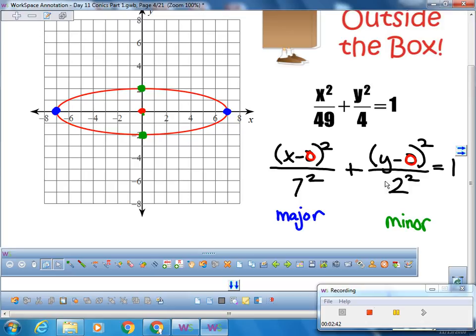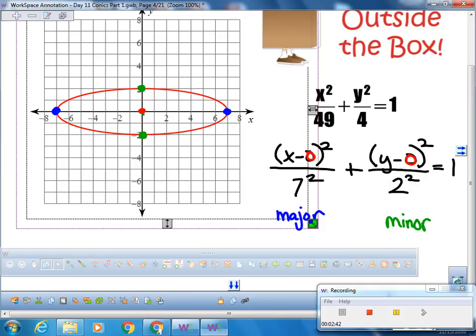Yes? What if there's a 2 in front of the x squared? Then you would have to reduce it right here. You'd have to reduce it first, because it has to be in this form right here. It can't have a coefficient in front of it. And we'll see that, and you'll reduce it, and then you'll know what's in the denominator. Aaron? I would have a bigger number here. If this number is bigger, then that turns into the major axis, right?